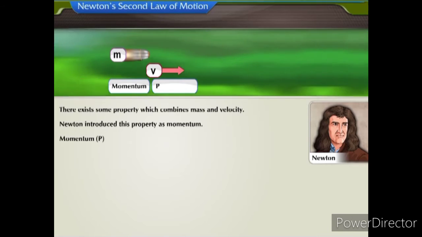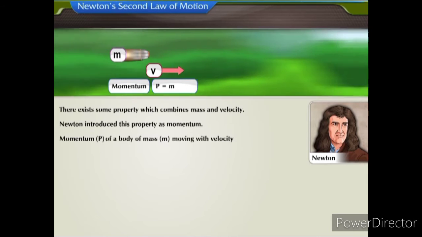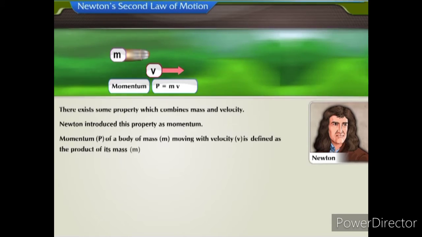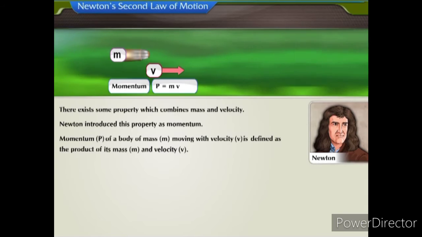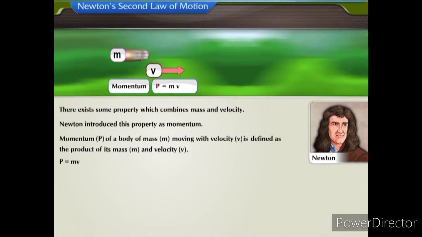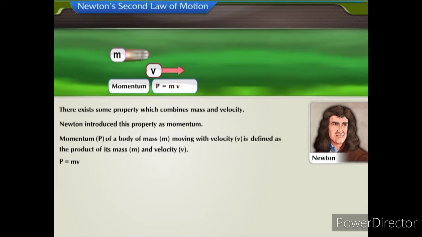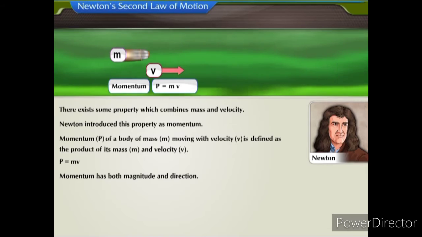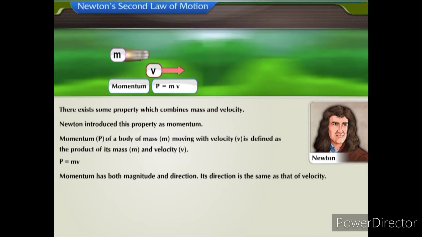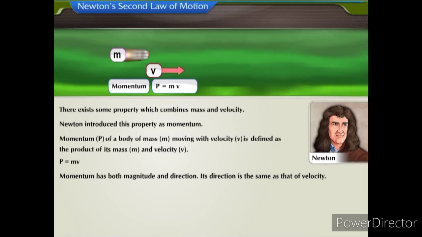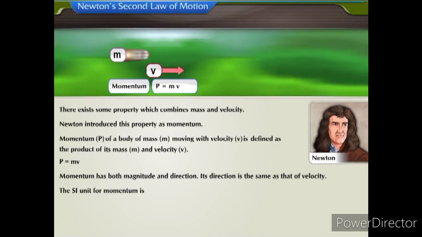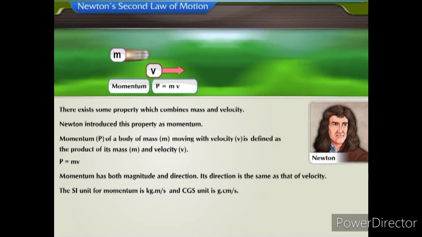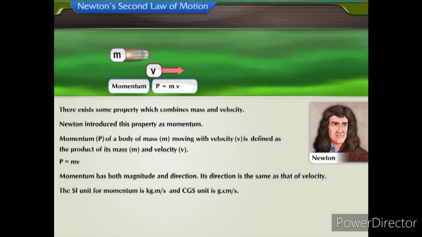Momentum P of a body of mass m moving with velocity v is defined as the product of its mass and velocity. P is equal to m into v. Momentum has both magnitude and direction. Its direction is the same as that of velocity. The SI unit for momentum is kilogram meter per second and the CGS unit is gram centimeter per second.